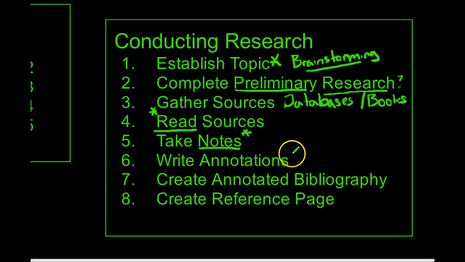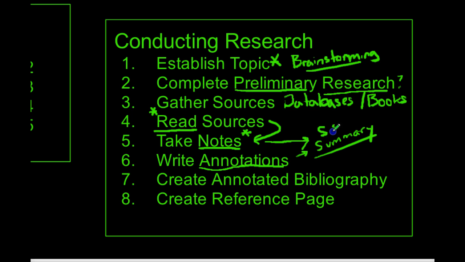Then the next thing that you're going to need to do is write annotations. Now, annotation is a fancy word for a summary. For every single one of your sources, while you're taking notes, those notes are going to feed a 5-sentence summary of each one, and that's going to go in your annotated bibliography. Your annotated bibliography is basically a reference page with annotations, with summaries.